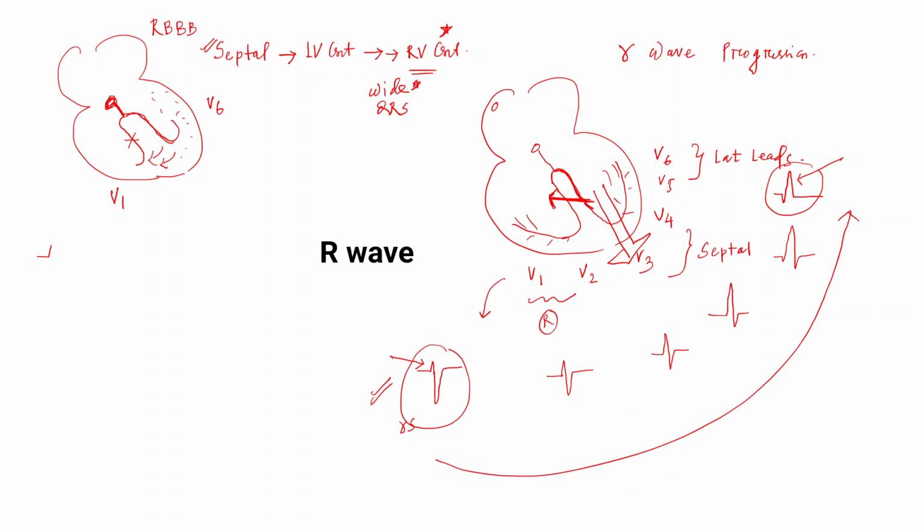Then what happens? Then there will be left ventricular contraction. So left ventricular depolarization is happening like this. That is opposite to V1, so it will produce a negative wave.